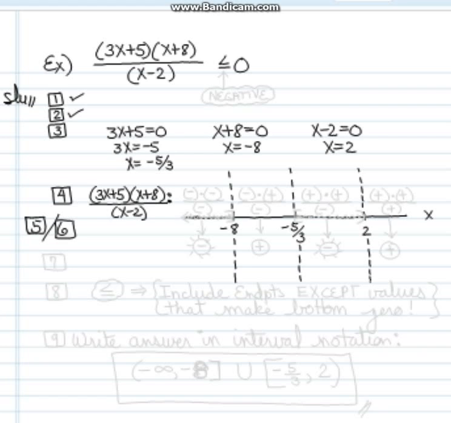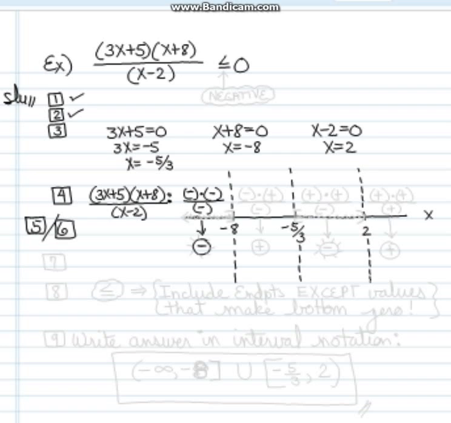So choose a value for x to the left of negative 8. Let's choose something like negative 100. When x is equal to negative 100, 3 times negative 100 plus 5 is going to be a negative number, times negative 100 plus 8, that'll be a negative number, and then negative 100 minus 2 will also be a negative number. So on the top, we have a negative times a negative, which is a positive, over a negative gives me a total negative value for this fraction.